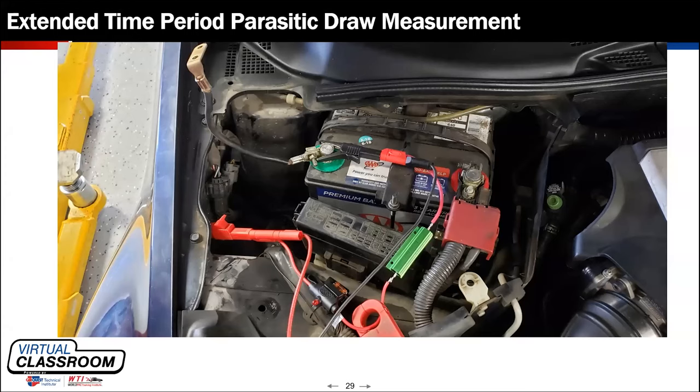So what I do is I hook my lab scope from one side to the other side, so I am physically reading the voltage drop across this resistor.